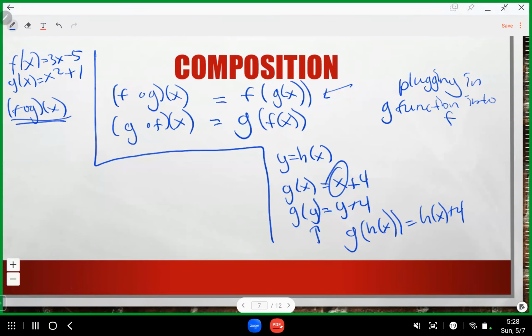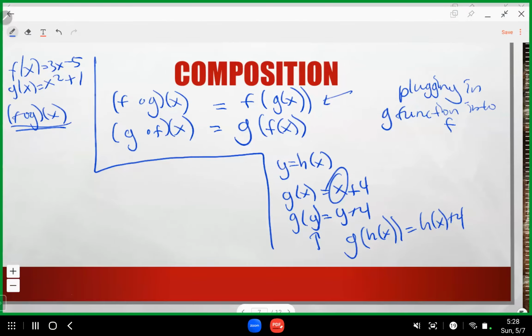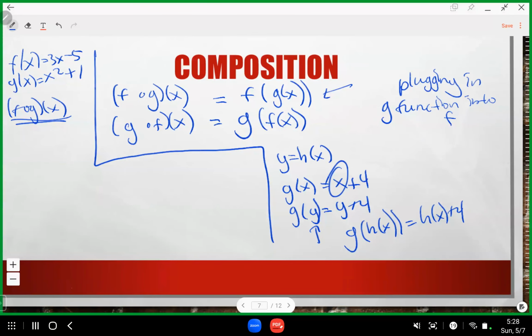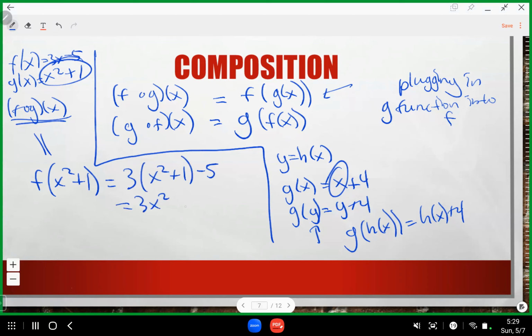All right, so let's try to go over this. So f of g, what we're basically doing is you're taking the g function, x squared plus 1, into the f function. You're plugging x squared plus 1 into 3x minus 5. So you can do this by plugging in the whole function, right? f of x squared plus 1 is just going to be equal to 3 times (x squared plus 1) minus 5. We can simplify this, right?